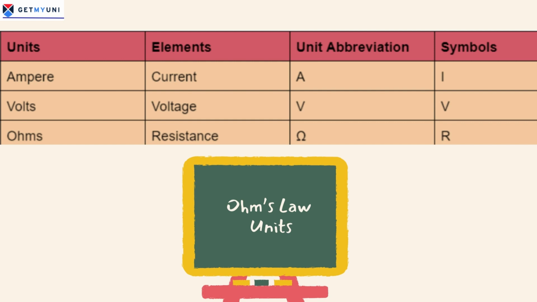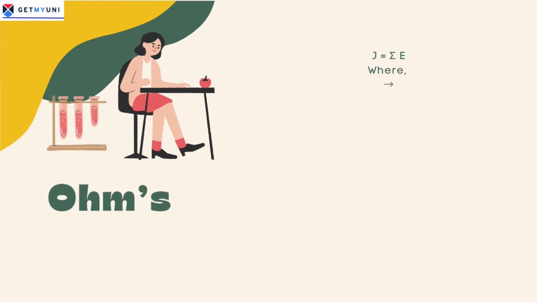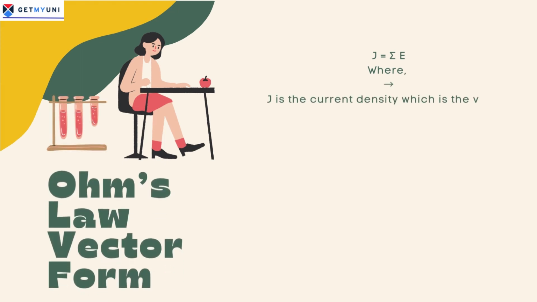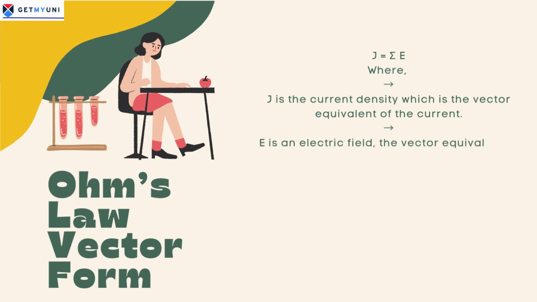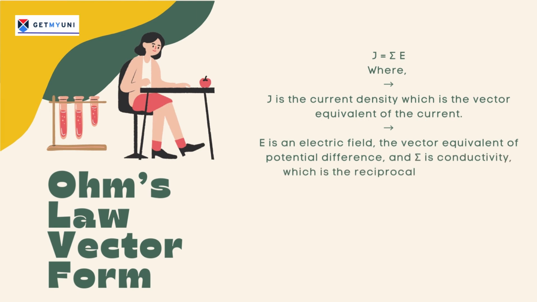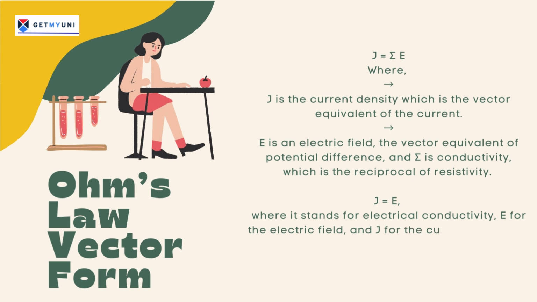Material science and electromagnetics are the fields where you will see the usage of Ohm's law in vector form. This is how Ohm's law is shown in vector form. J is equal to sigma E, where J is the current density, which is the vector equivalent of the current. E is an electric field, the vector equivalent of potential difference, and sigma is conductivity, which is the reciprocal of resistivity. J is equal to sigma E stands for electrical conductivity, where E is the electric field and J is the current density, and this is the microscopic form of Ohm's law.